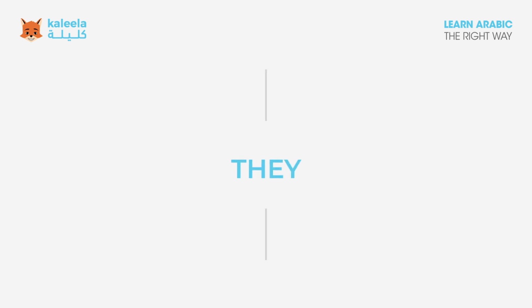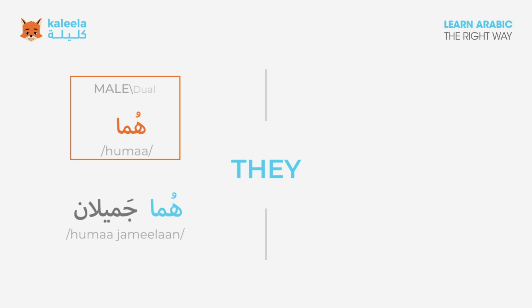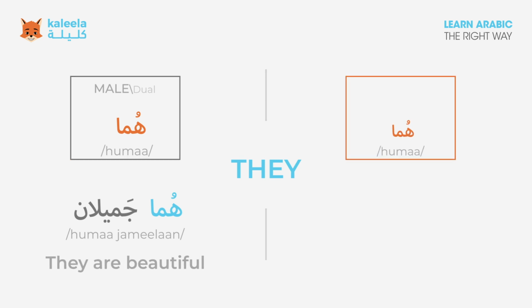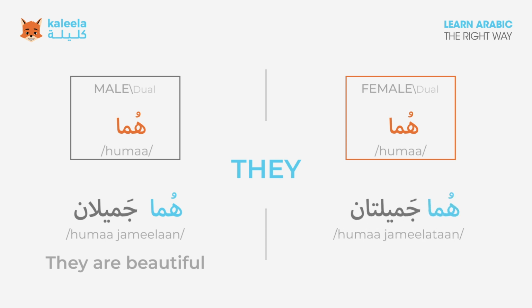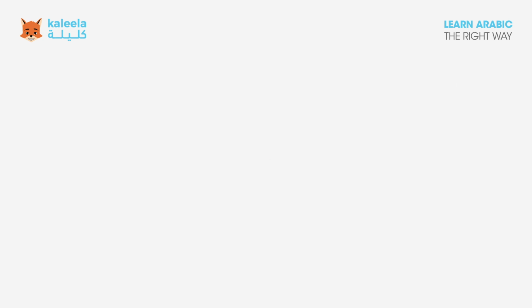They, هما, it's used for masculine in the dual form, as in هما جميلان, which means they are beautiful. They, هما, it's used for feminine in the dual form, as in هما جميلتان, which means they are beautiful.